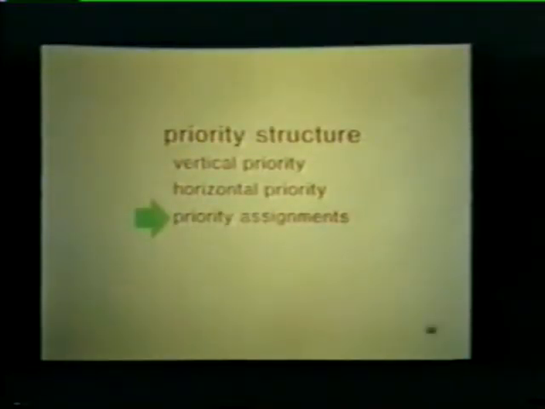That completes our discussion of vertical and horizontal priority. Now, let's look at priority assignments. When deciding where to assign a device in the priority structure, there are 3 factors that should be considered. The first factor is the operating speed of the device. This speed determines how long data is available for a transfer before it is lost.